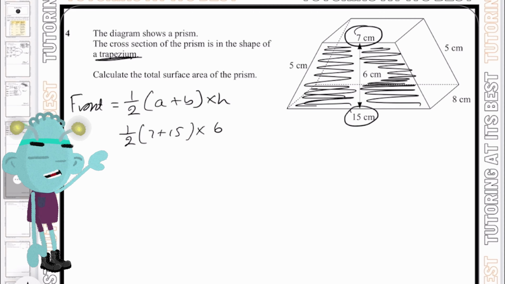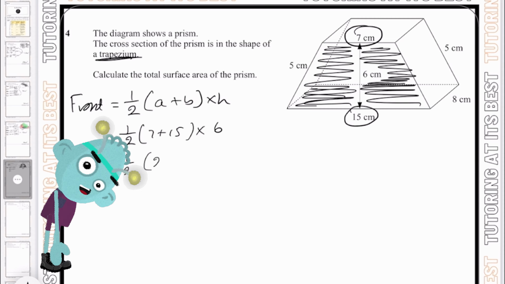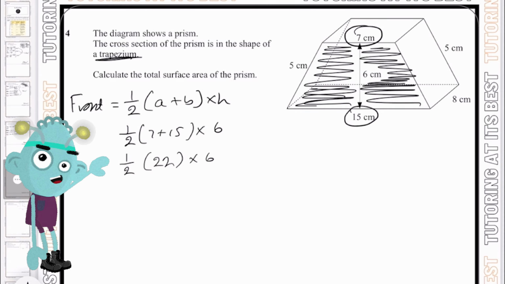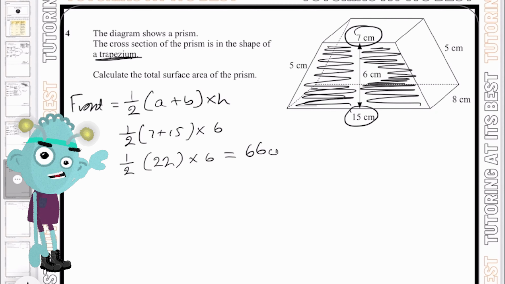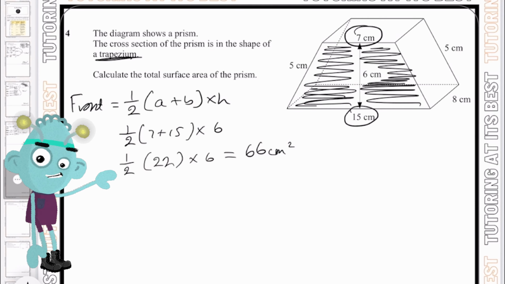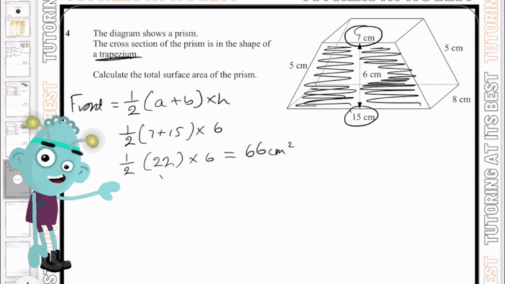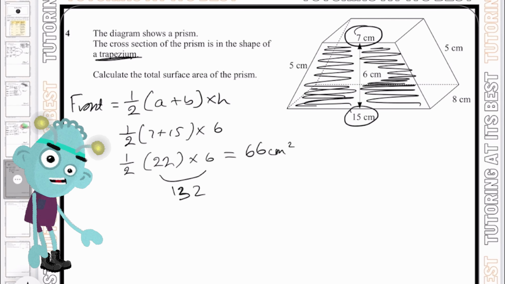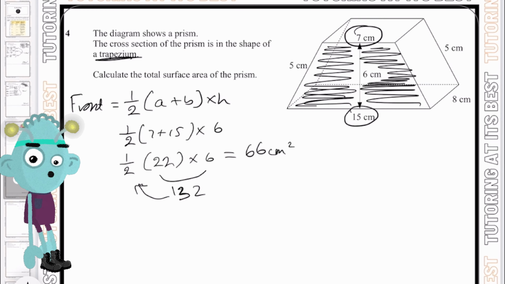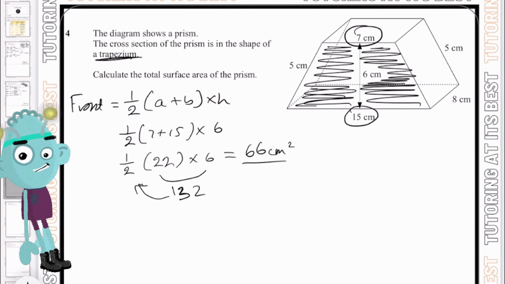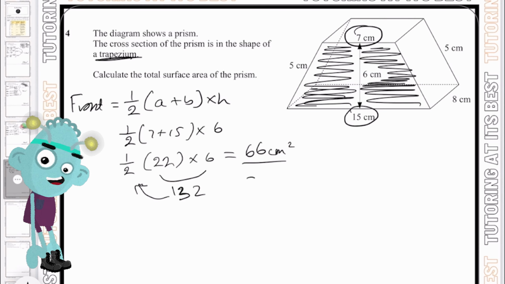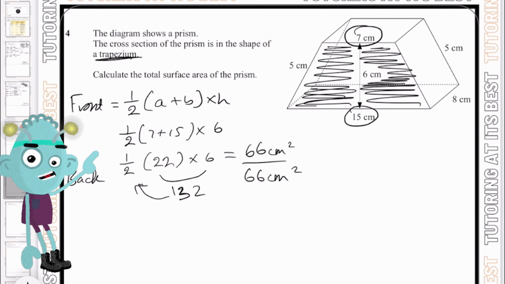So again, we know 7 plus 15 is 22, and we have to multiply that by 6, and that there gives us 66 centimeters squared once we divide it by 2. So we know this was 132. If we divide that by 2 there, it will give us 66 centimeters squared. And remember now, this is also for the front and the back. So we have to times this by 2. Hence, I'll put in another 66, and I'll label this as the back.